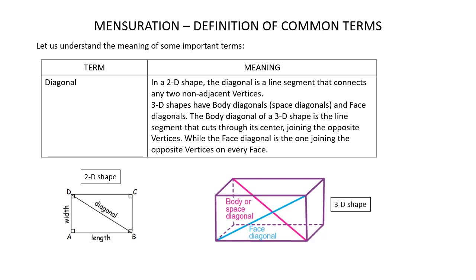So a body diagonal is the line segment that cuts through the center of the 3D shape, joining the opposite vertices. Whereas the face diagonal is the line segment joining the opposite vertices on every face of the 3D shape. Hope you have understood the meaning of diagonals for 2D shapes and 3D shapes.